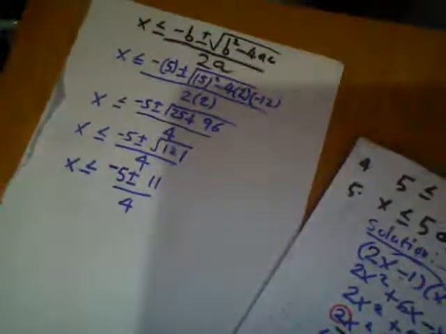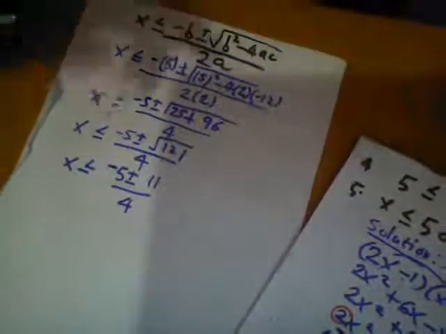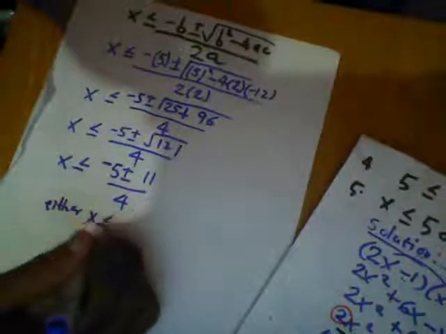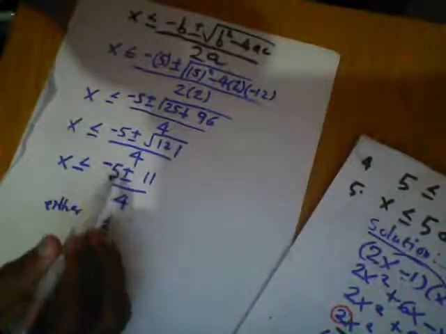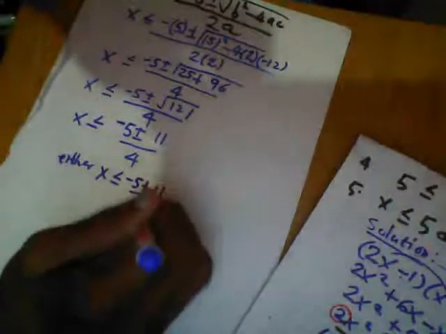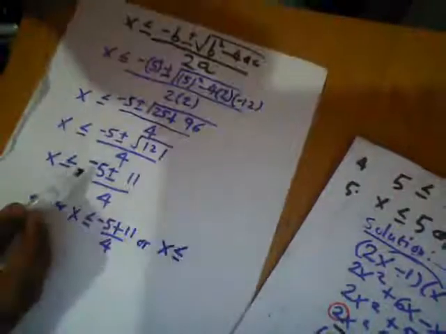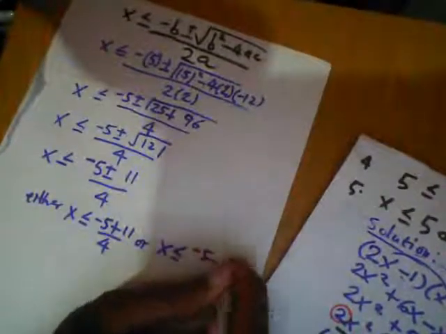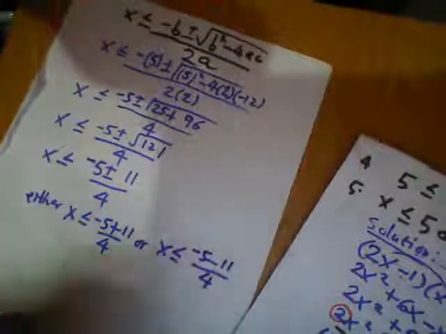So factorization would have taken a long time, and probably I wasn't going to get the numbers because they come as fractions. So we say either the first value of x less or equal to negative 5 plus 11 over 4, or the value of x could be less or equal to negative 5 minus 11 over 4, because you plus and you minus.